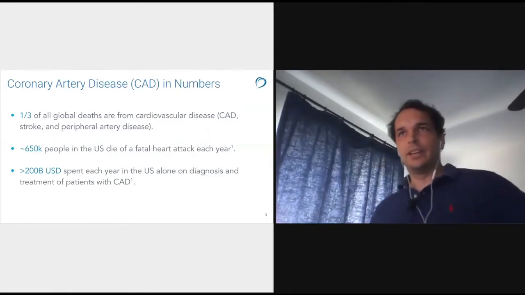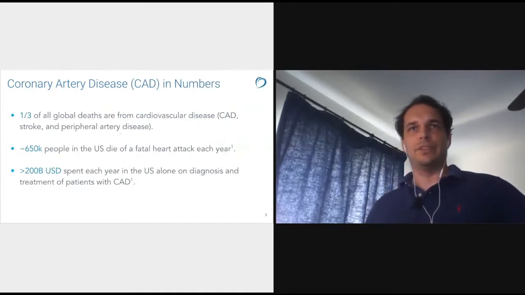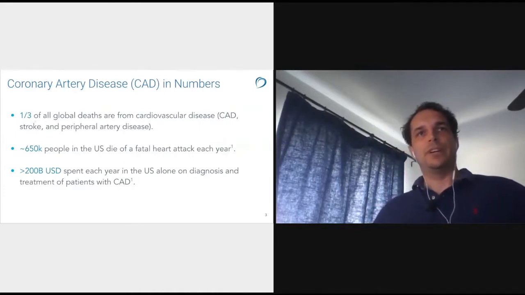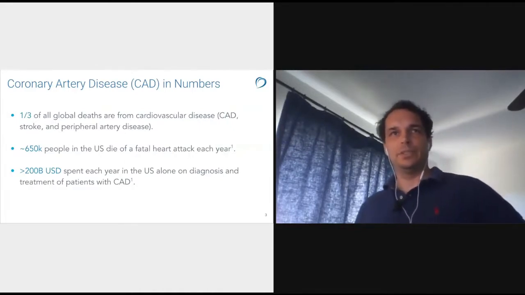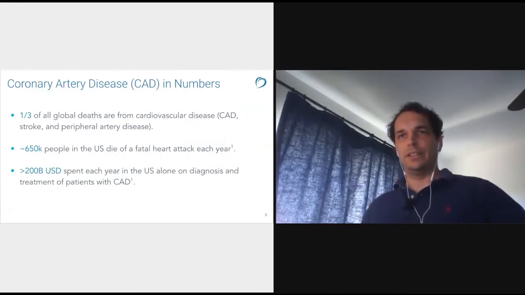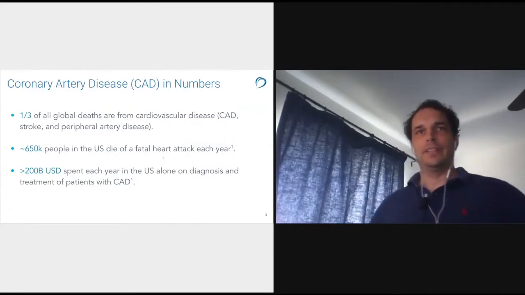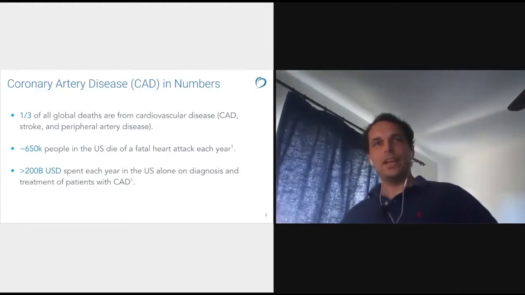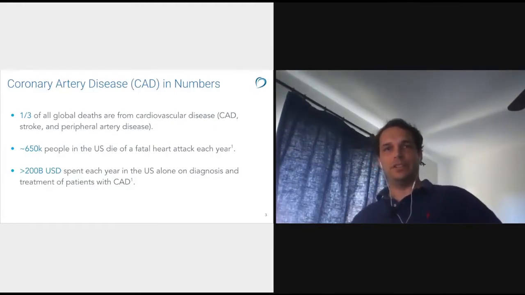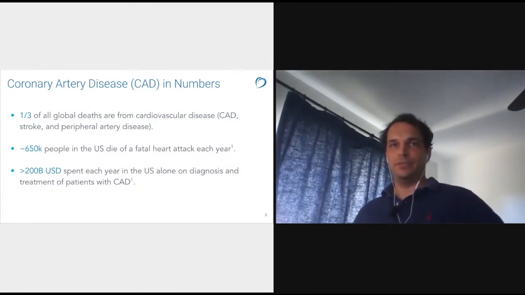Cardiovascular disease, which is an umbrella term, so it includes coronary artery disease, stroke, and peripheral artery disease, actually accounts for every 3rd death in the Western world, and roughly 650,000 people in the US alone have died from a fatal heart attack per year. So that is nearly similar to what COVID has reached. And more than $200 billion has been spent in the US alone on improving the diagnosis and treatment of patients with coronary artery disease.